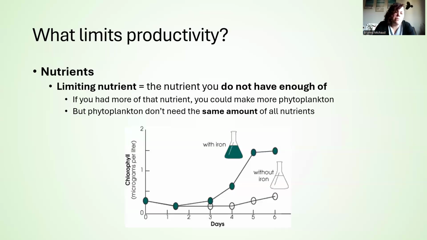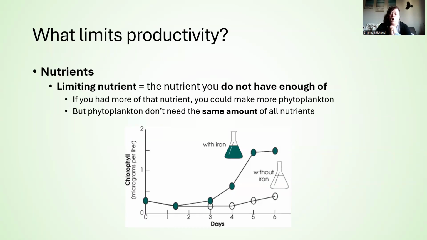Another thing that can limit productivity are nutrients. Nutrients are all the various chemical things that phytoplankton need to do all the work they need to do, so running all their little cellular machinery, keeping themselves alive, doing photosynthesis, all that stuff. And the important concept here is a limiting nutrient.